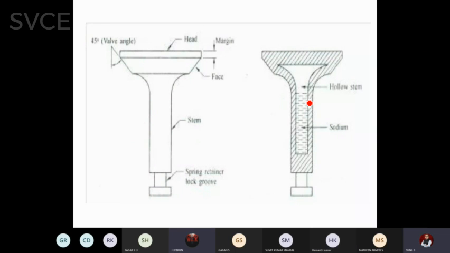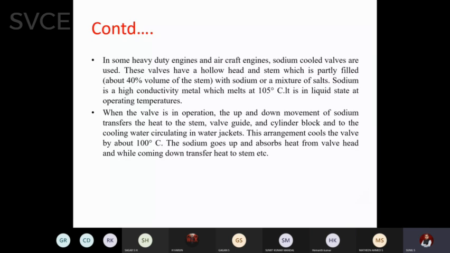So this is the functioning of the poppet valve. The same thing is explained here.